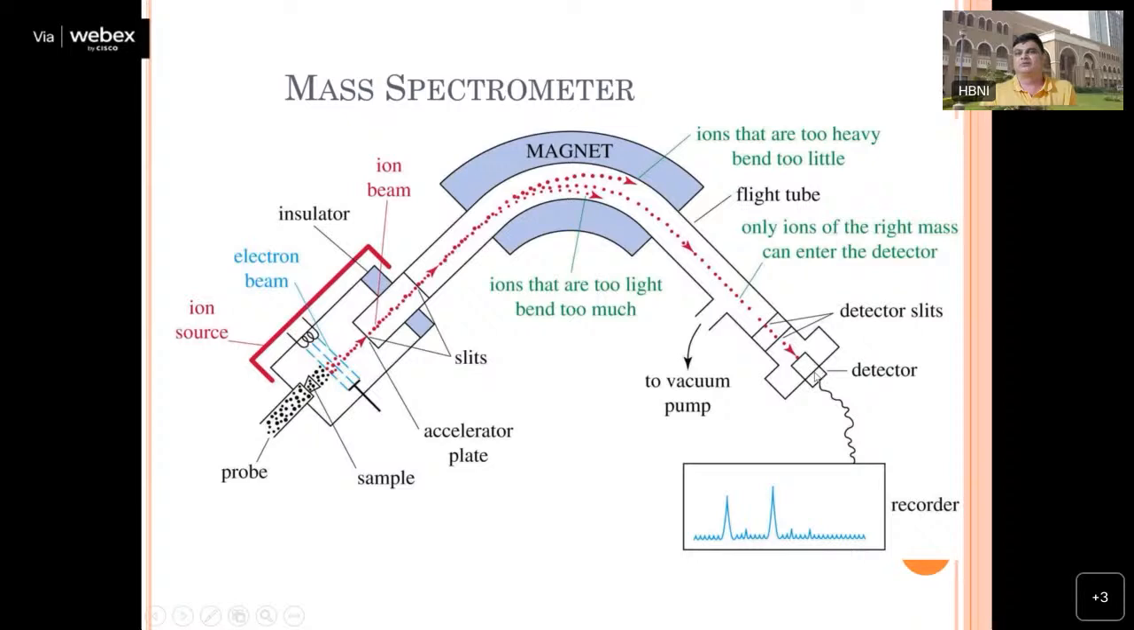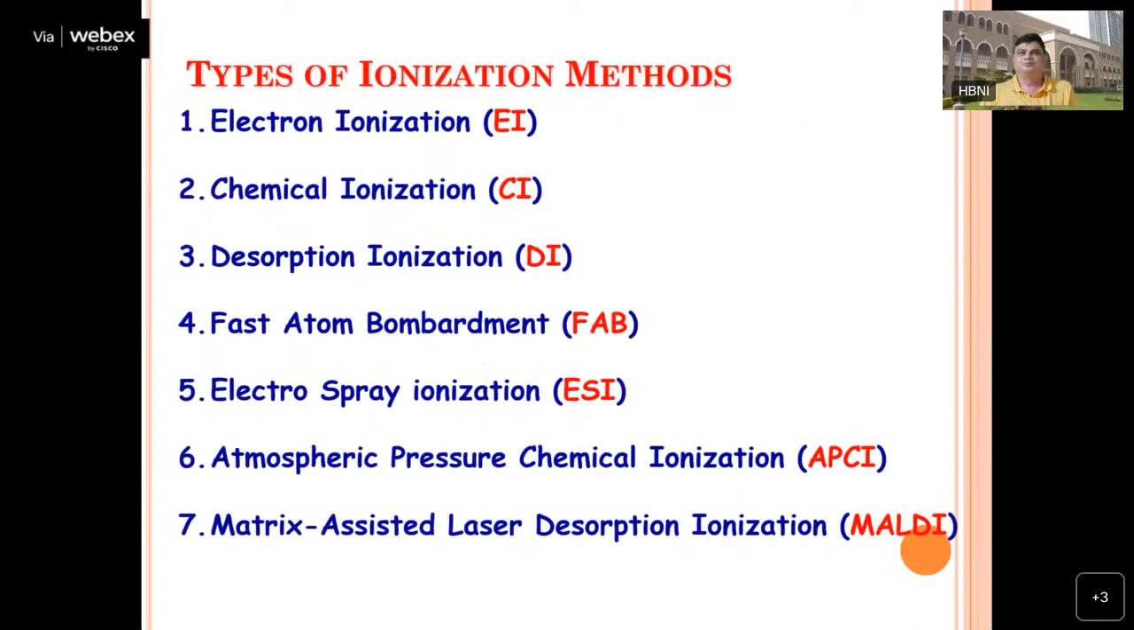So nothing will come into the detector. That's why all these mass spectrometers are kept in high vacuum. There are various types of ionization methods: electron ionization, chemical ionization, desorption ionization, fast atom bombardment, electrospray ionization, atmospheric pressure chemical ionization, and MALDI, which is very important, that is matrix assisted laser desorption ionization.